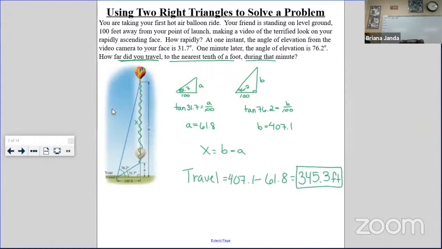I will tell you that if you did not round at all, if you just type that all into your calculator without ever rounding, it does come out to 345.4 feet, and that's fine. You just got to show your work.